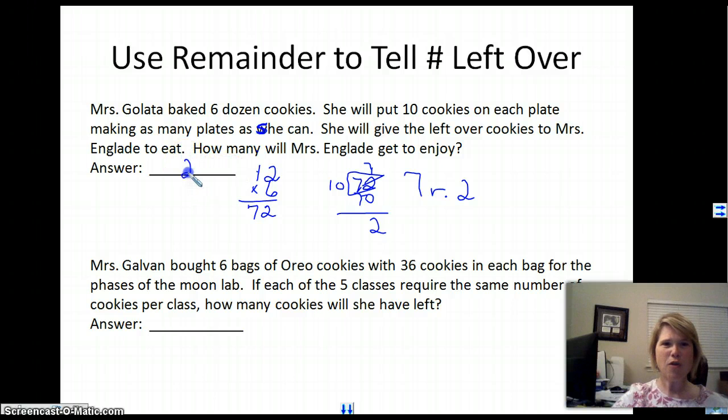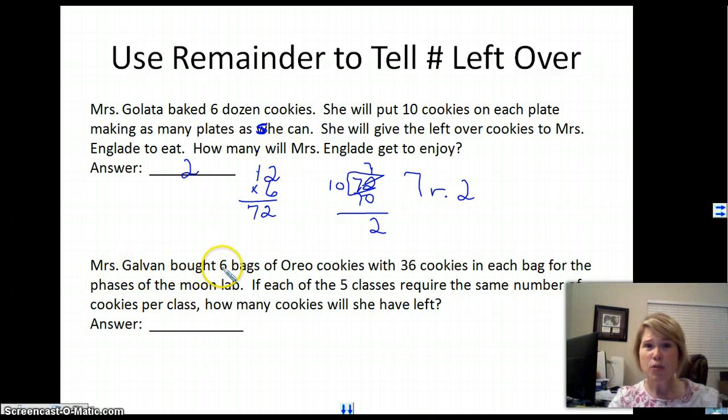I get to enjoy 2 cookies. I wish the remainder was like 11, or no, 9. Darn. Okay. Does that make sense? That's how I answer that question. That's why we always want to make sure we have answered the question that is being asked.